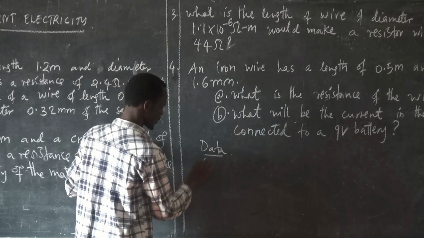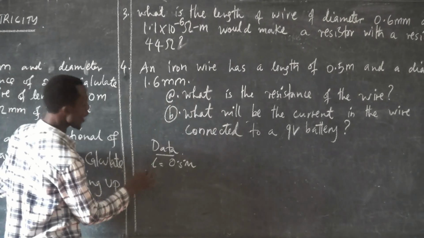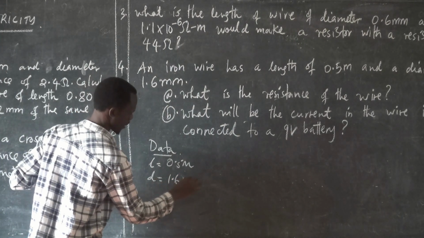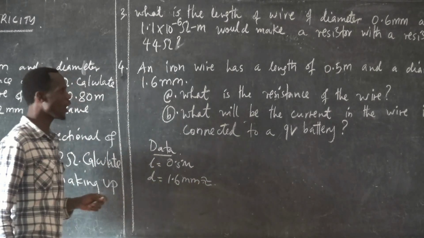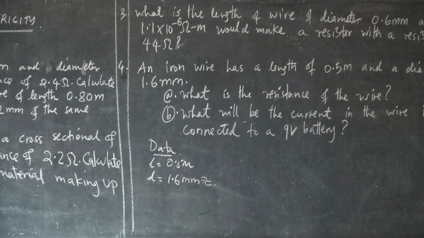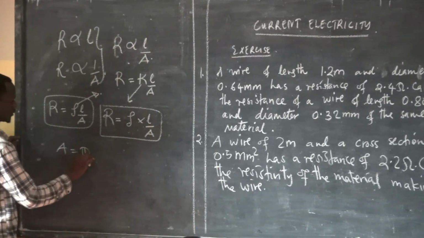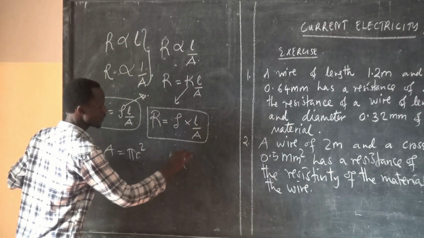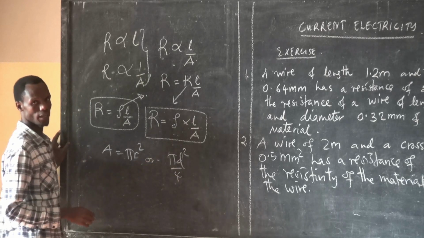The most important thing to deal with is the data. Now you have length of the conductor which is equal to 0.5 meter. Now you have diameter equal to 1.6 millimeter. Now let us convert this into radius. It is very important for us to deal with the cross-section area. When I talk about the cross-section area, it is equal to pi r squared, or equal to pi d squared over 4. This is cross-section area.